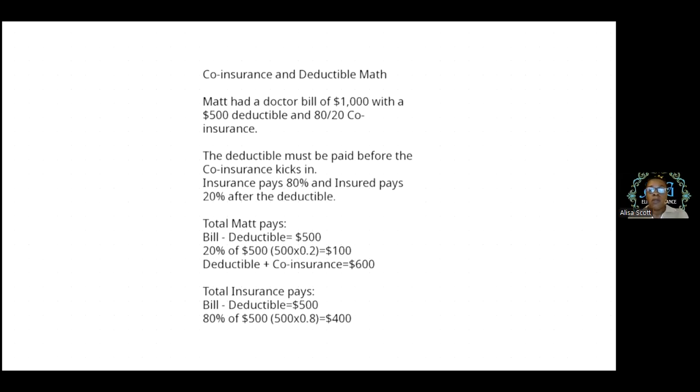So of that $1,000 doctor's bill, Matt is responsible for $600, which is his deductible plus his co-insurance responsibility. The insurance company is responsible for $400. Those two put together, 600 plus 400, equals 1,000. And now Matt's doctor bill has been totally taken care of. Okay, so that is the portion for your co-insurance and deductible math.